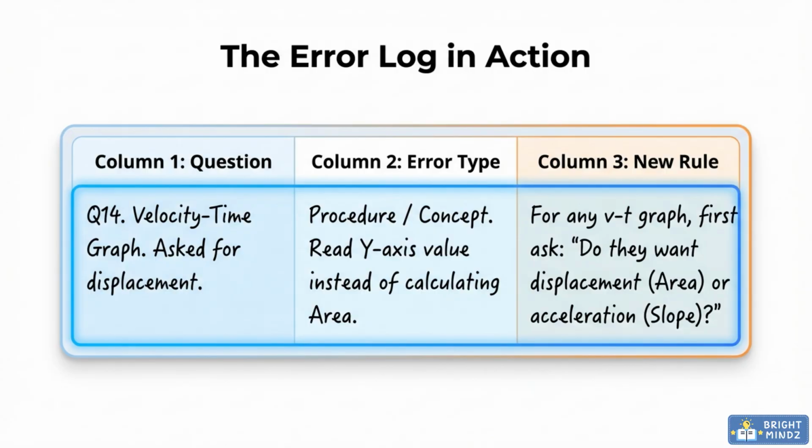Let's walk through an example. The original question was about a velocity-time graph asking for displacement. The student just read a value on the axis instead of using the area under the graph. In the error log, that becomes a procedure or concept mistake, and we create a new rule. For any VT graph, always decide first, do they want displacement from area or acceleration from slope?